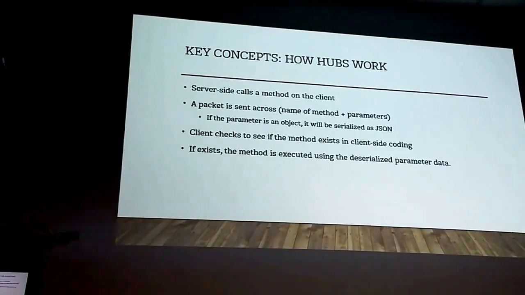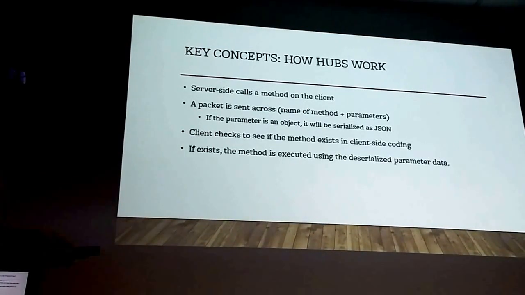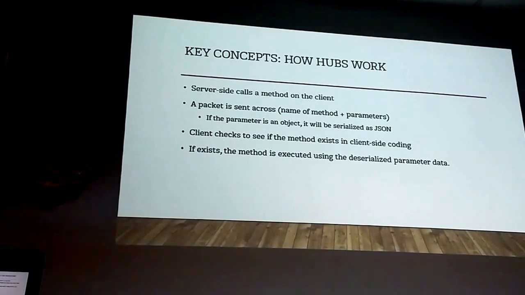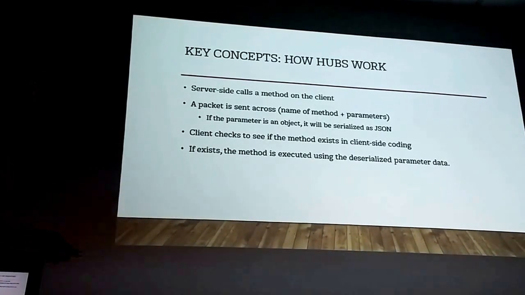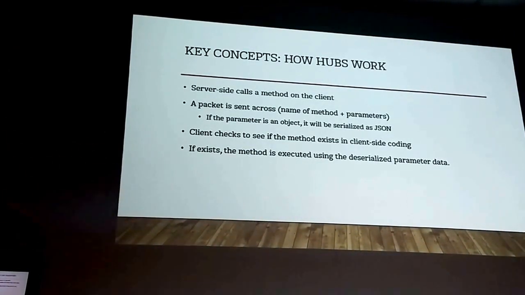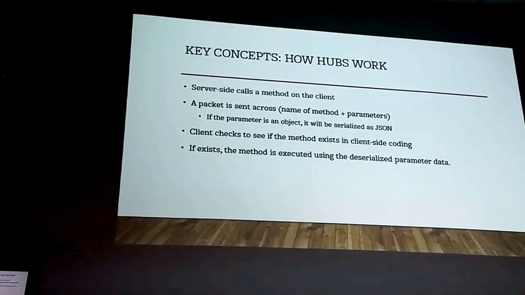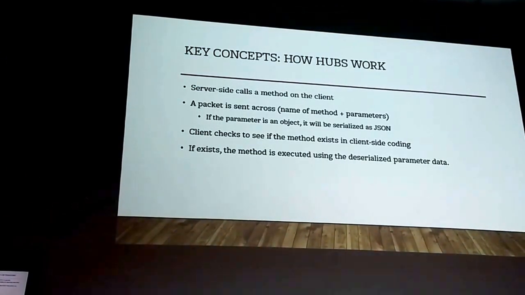Or if you're trying to do a chat group, for example, it might not be an object, it might be a string, a message that you want to send. So the message is part of the parameters that you'll be using. One thing to note is that if the parameter is an object, it will be automatically serialized as JSON, so you don't have to worry about passing. And then of course on the client side, you will check to see that the method exists in the client-side body, JavaScript. And if it exists, then it will execute using the deserialized parameter data.